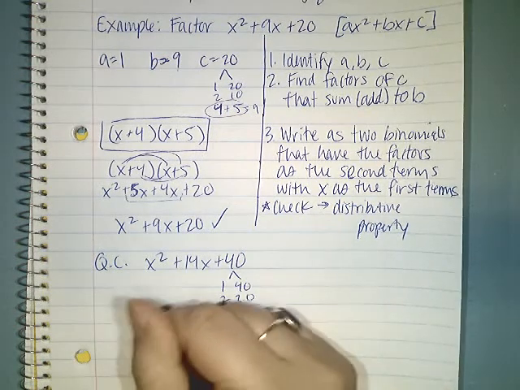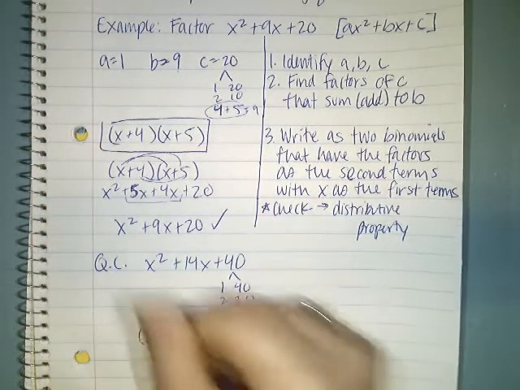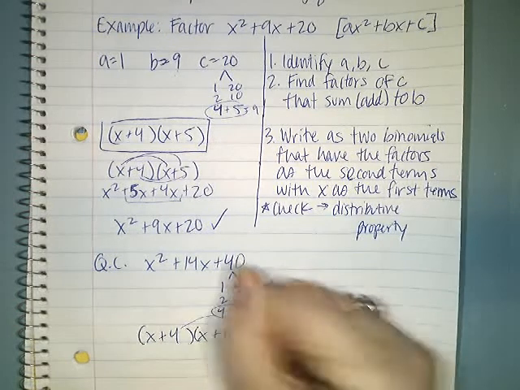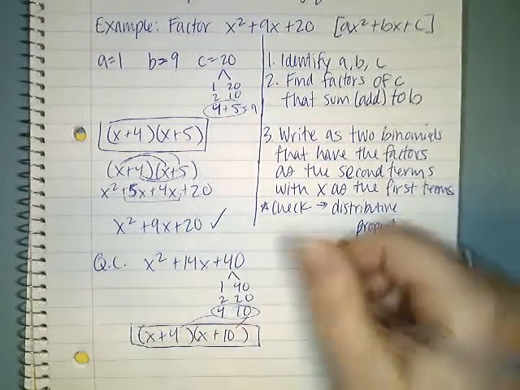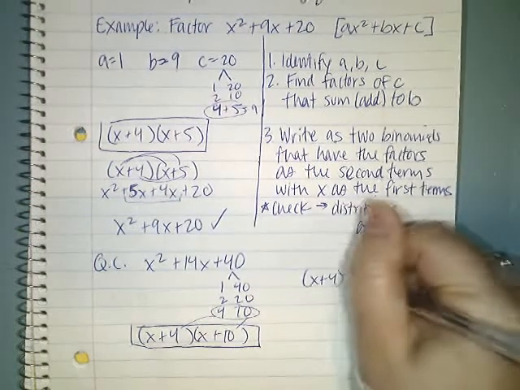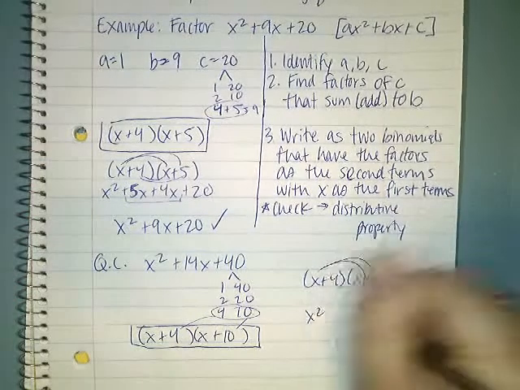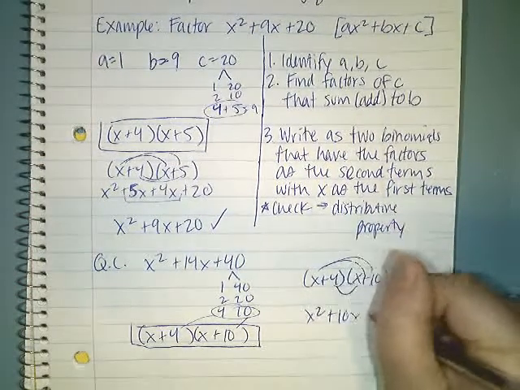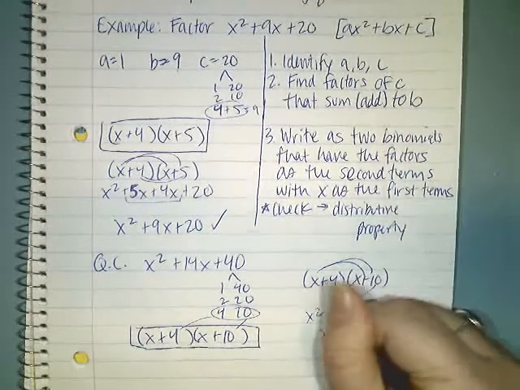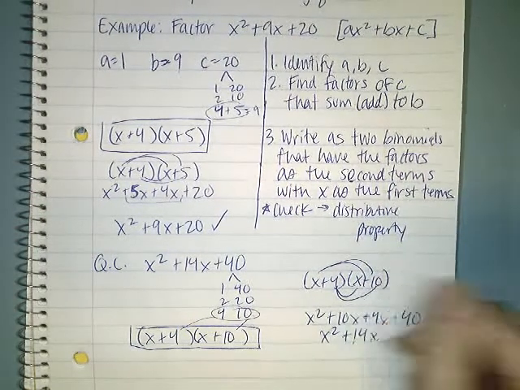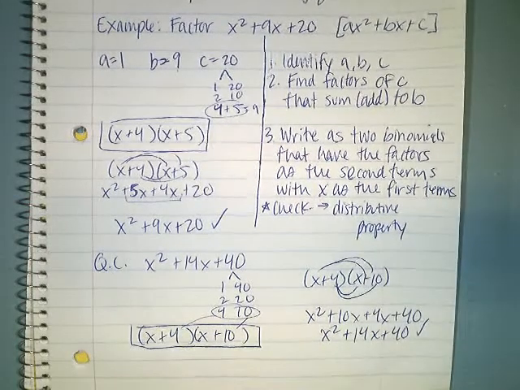So I'm going to write x, and then write my two factors in. So plus 4 plus 10. So that will be my answer. If I want to double check it, I'm just going to use my distributive property. So I'd have x squared plus 10x plus 4x plus 40. Combine like terms, x squared plus 14x plus 40. That indeed checks out, so my answer was correct.